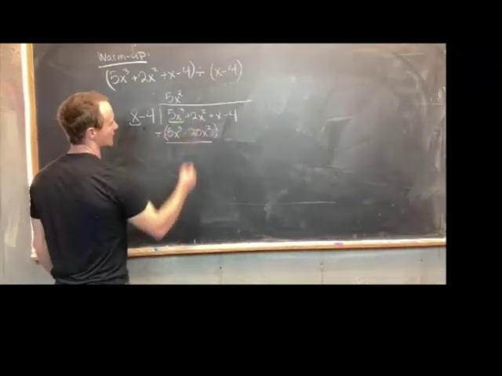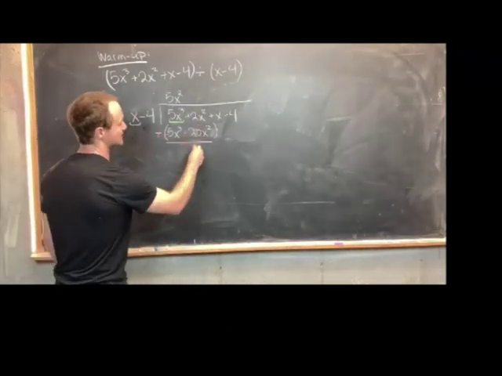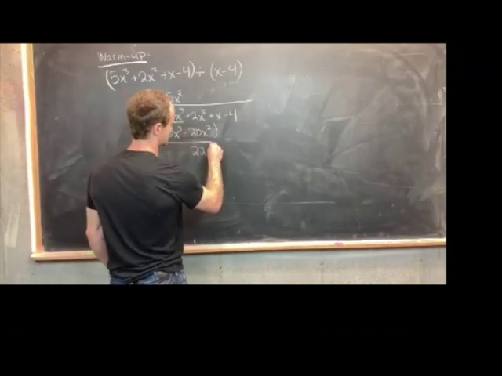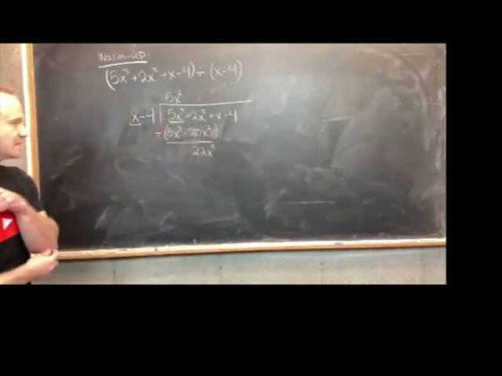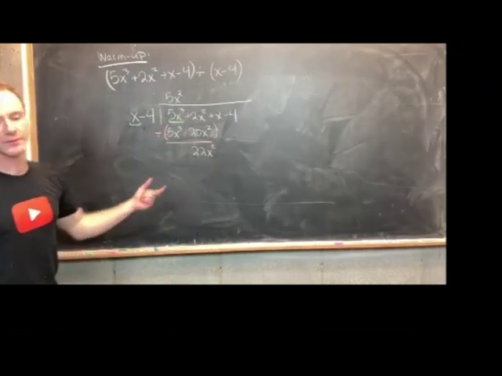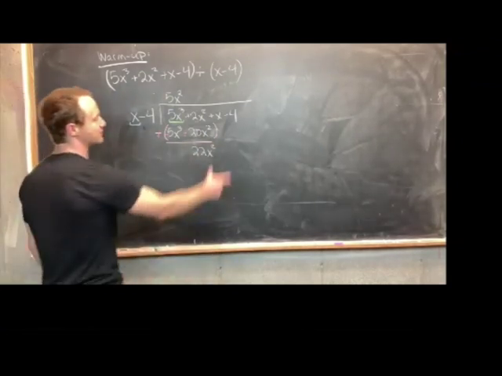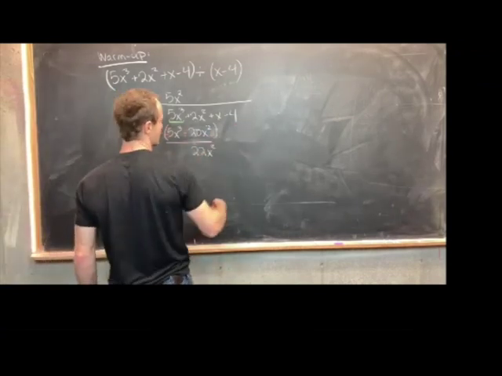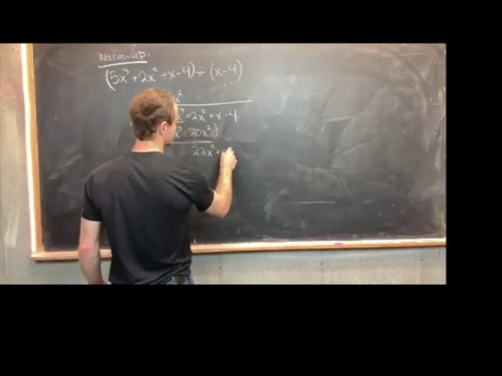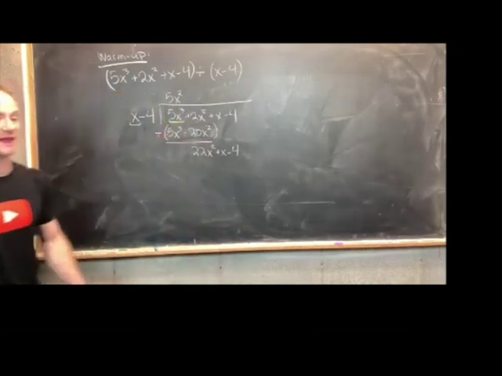20x squared plus 2x squared is going to be 22x squared. That's kind of like our intermediate remainder. So what we can do now is bring down this part. Bringing that down, we have plus x minus 4. And now we play the same game again.